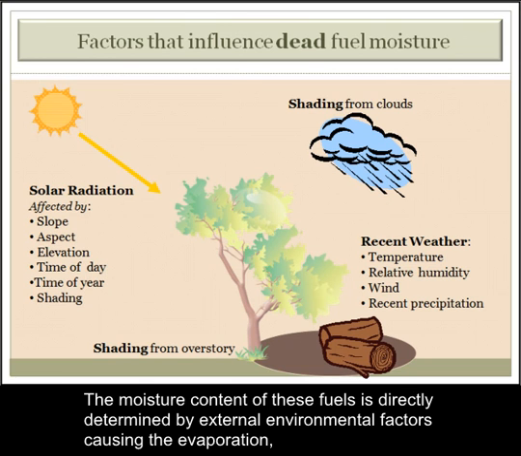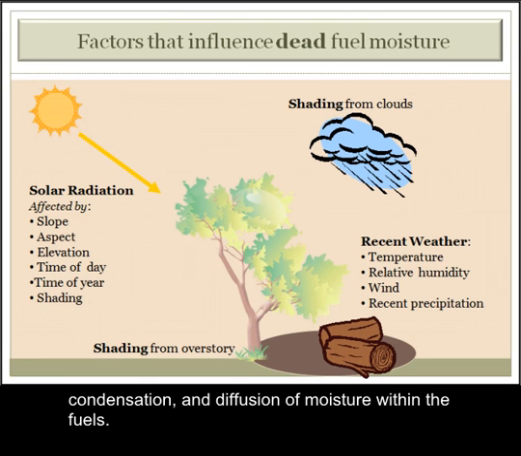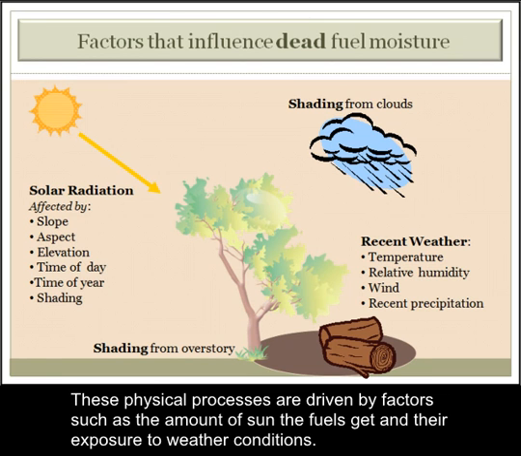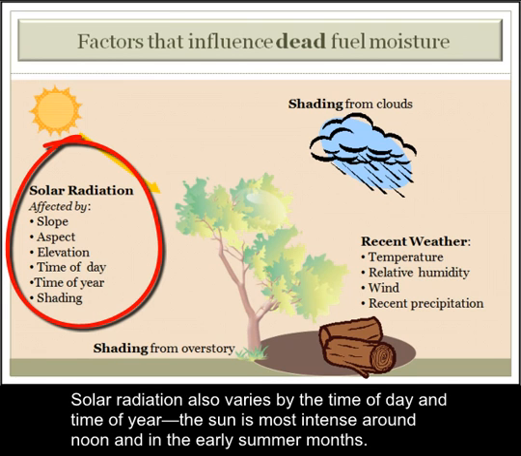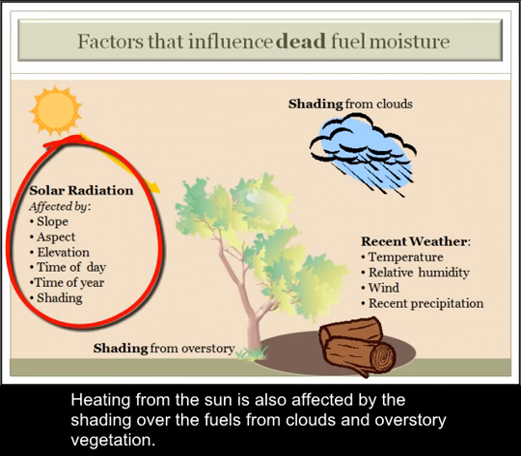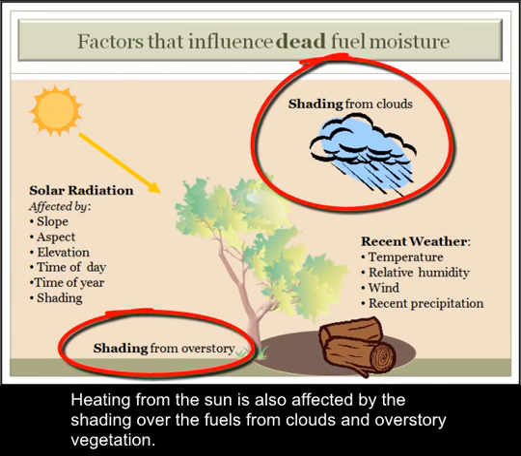The moisture content of these fuels is directly determined by external environmental factors, causing the evaporation, condensation, and diffusion of moisture within the fuels. These physical processes are driven by factors such as the amount of sun the fuels get and their exposure to weather conditions. Solar radiation exposure is affected by the degree of slope, aspect, and elevation where the fuels are located. Solar radiation also varies by the time of day and time of year. The sun is most intense around noon and in the early summer months.